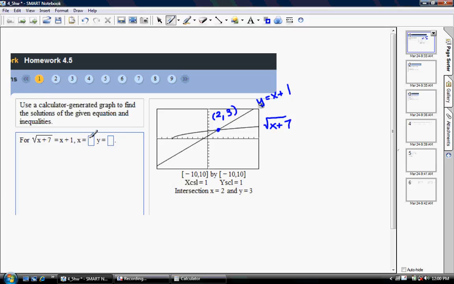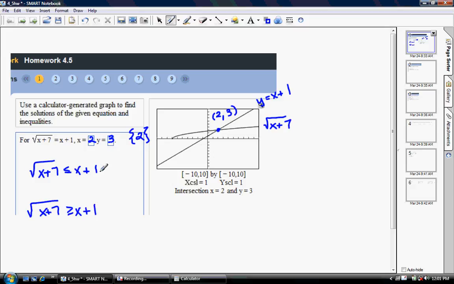So the answer to the first part is where x is equal to 2 and y is equal to 3. But understand, if it said just state the solution of this equation, it would only be the value of x, which would be the solution set of 2. Now the other two parts to this graph, which you don't see here, are to solve where the square root of x plus 7 is less than or equal to x plus 1, and the square root of x plus 7 is greater than or equal to x plus 1.